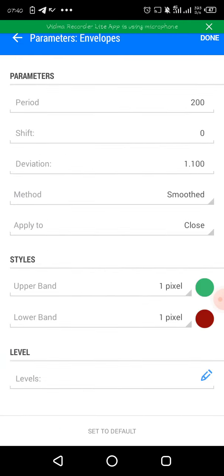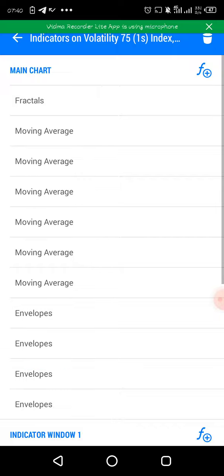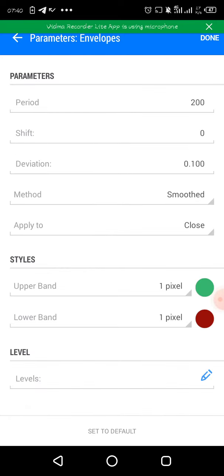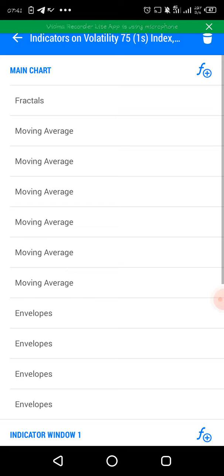Then the next one is 1.10. Then you follow the screenshot and save. Then the last one is 0.10. So that's the last one. Then you can screenshot. So that's that for this.